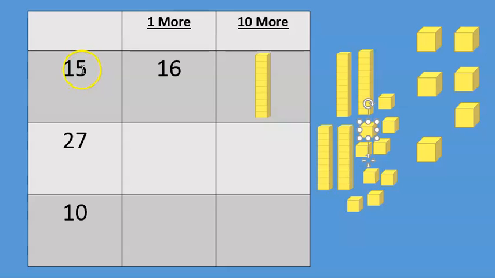5, because 5 is right here. That represents the ones place. So let's put 5 in here.